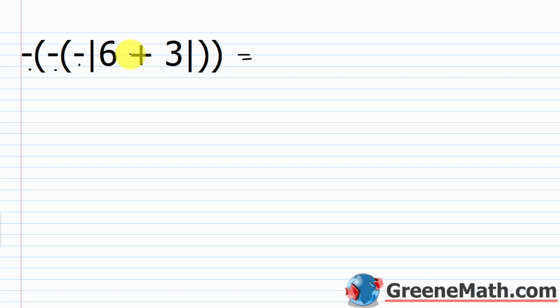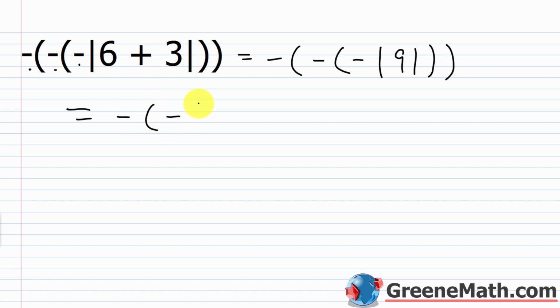But let's go through it the slow way. So let's copy this, the opposite of, and then we know 6 plus 3 is 9. So inside of absolute value bars, we'd have 9. And even at this point, we can see we'd have negative 9 as a result. But again, let's keep going. So now we just take the absolute value of 9. That's 9. So we'd have the opposite of, and then we'd have 9.